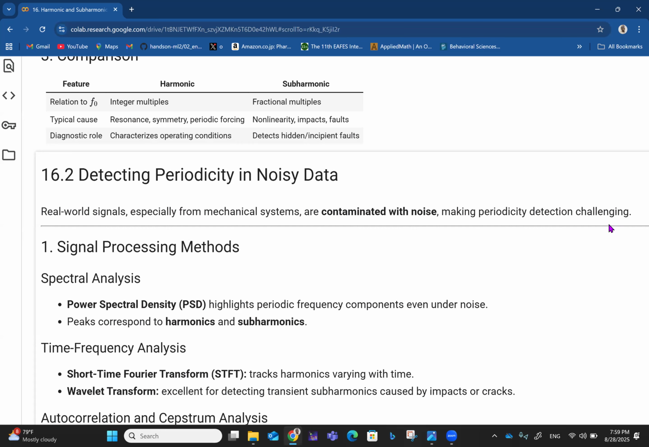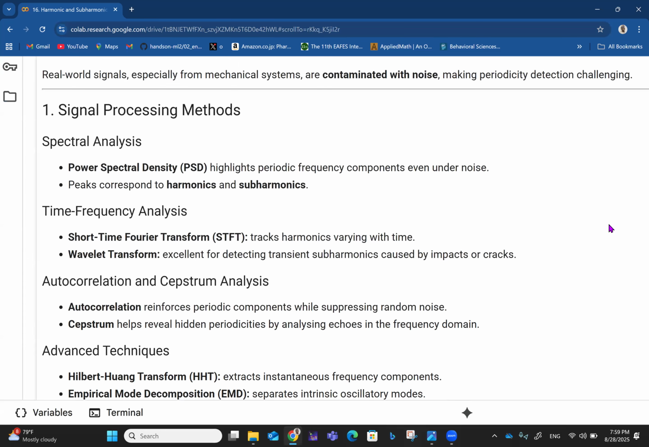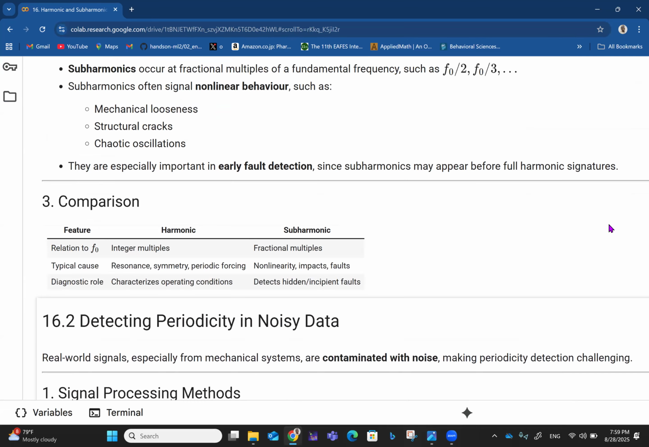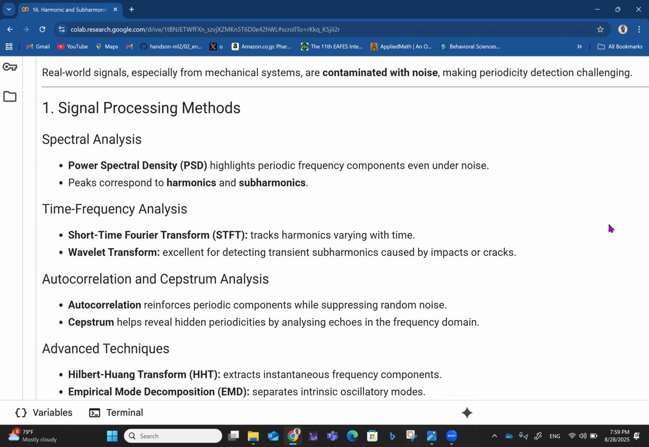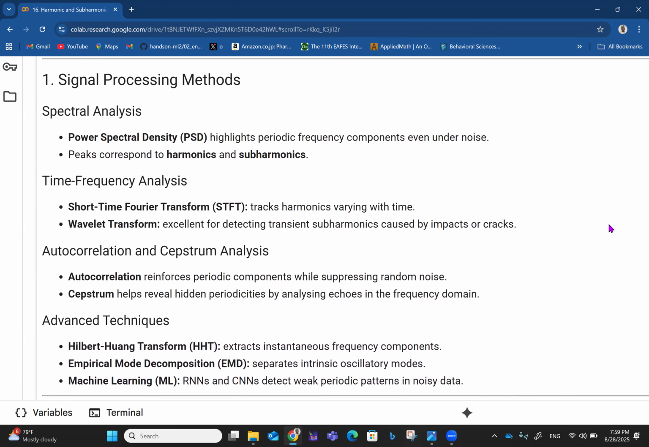From there, let's look at signal processing methods in this situation. First of all, we have spectral analysis, and that is exactly what this topic is about, what this playlist is about. We've seen things like power spectral density (PSD), which highlights periodic frequency components even under noise, and then we have peaks, which correspond to harmonics and subharmonics.